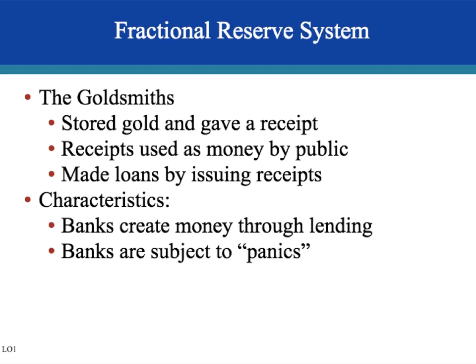The goldsmiths stored gold for people and then they gave a receipt. The receipt was used as money by the public, so that way they weren't always carrying gold with them. And then eventually one goldsmith made the astute observation that no one really ever came to him and withdrew the whole amount of gold that they stored with him.